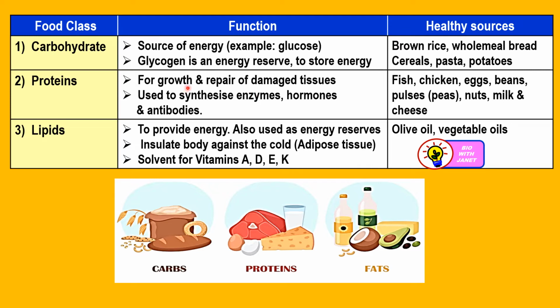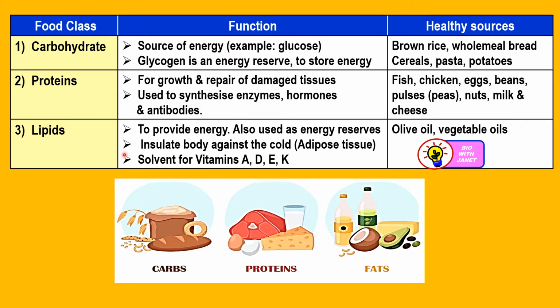For proteins, they are basically used to build new cells for growth and for repair of damaged tissues. And proteins are also used in cells to synthesize enzymes, hormones, and antibodies, which all have special functions in the body. Now, healthy sources of proteins are fish, lean chicken without the fat, eggs, beans, pulses like peas, nuts, and then milk, cheese, and yogurt, and so forth.